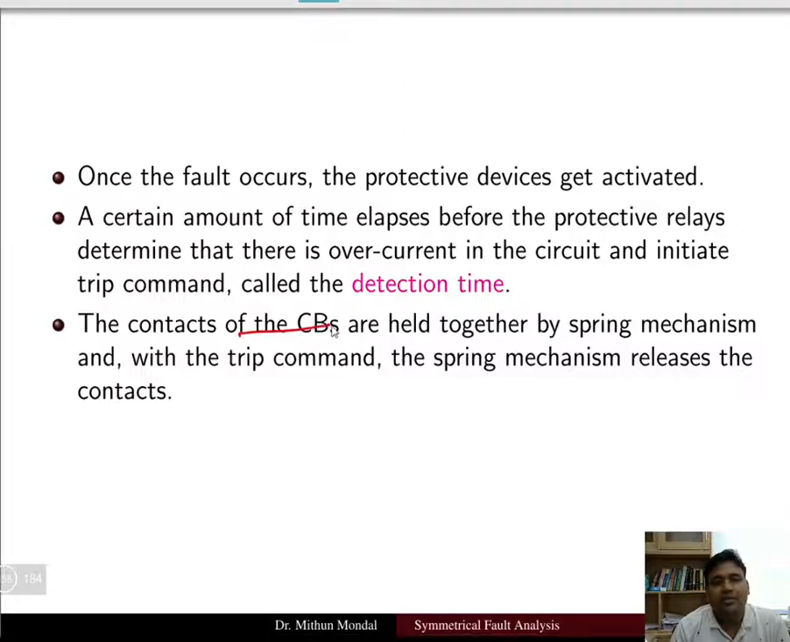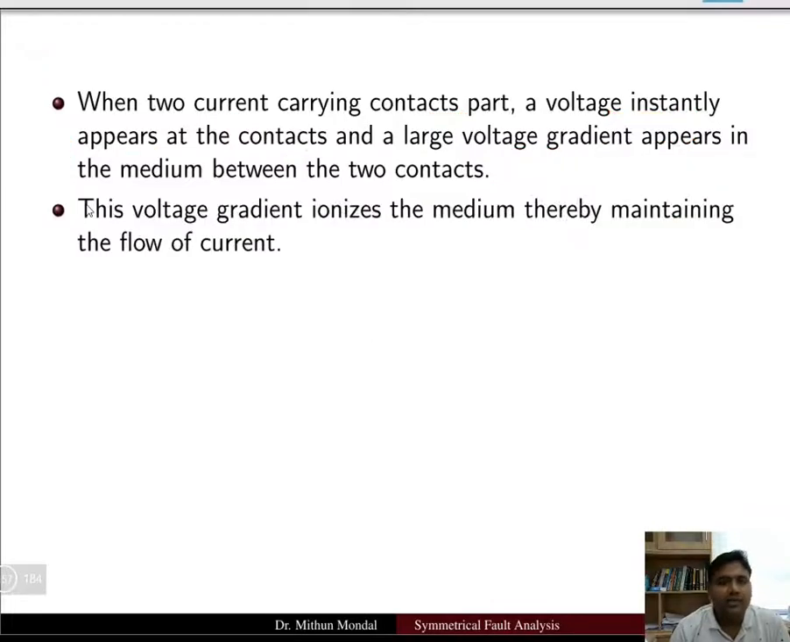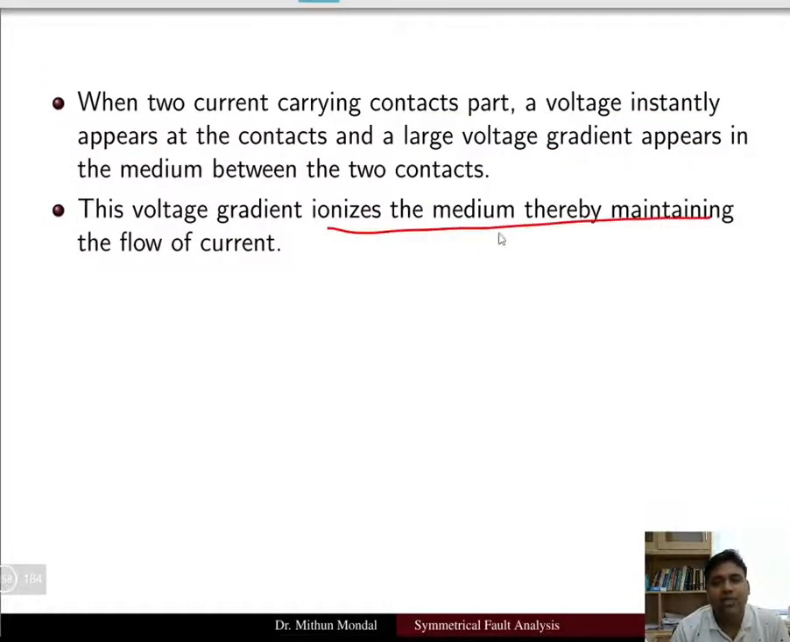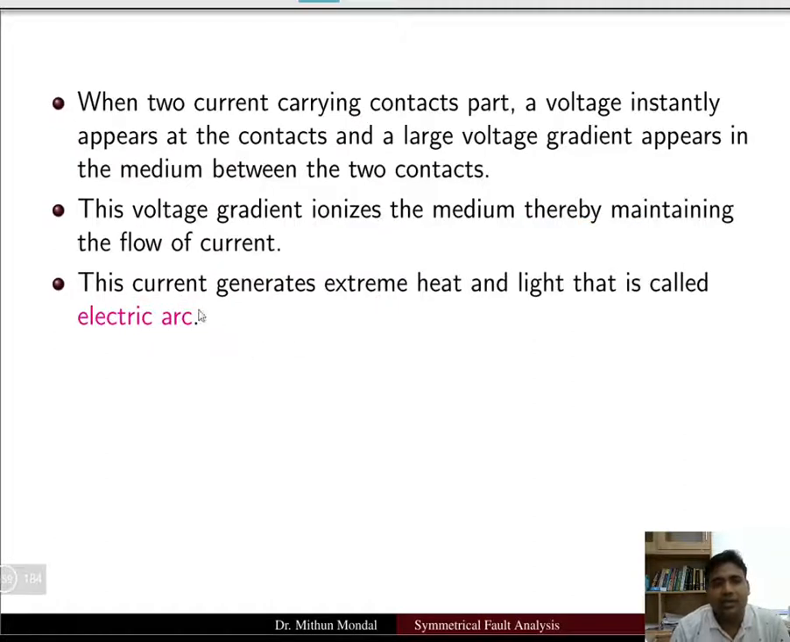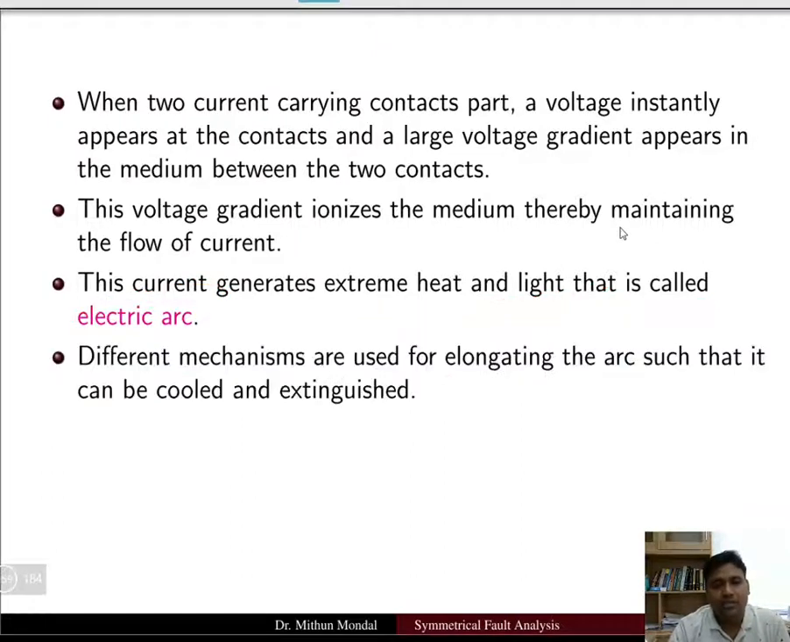The contacts of the circuit breaker are held together by a spring mechanism, and with the trip command the spring mechanism releases the contacts. When two current carrying contacts part, a voltage instantly appears at the contacts and a large voltage gradient appears in the medium between the two contacts. So this is the operation of the circuit breaker, due to which the voltage gradient has occurred. Now the voltage gradient will ionize the medium, thereby maintaining the flow of current. The current generates extreme heat and light, which is called the electric arc. So due to the fault current, on the opening of the circuit breaker, there will be an enormous amount of heat and light, which is known as the electric arc.